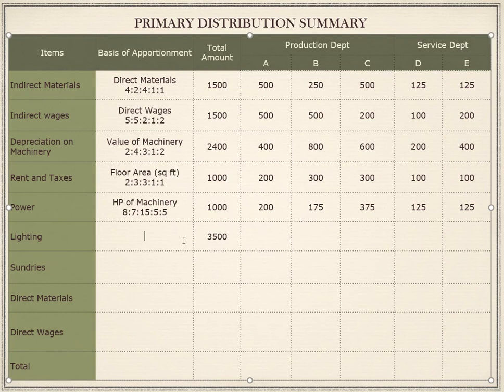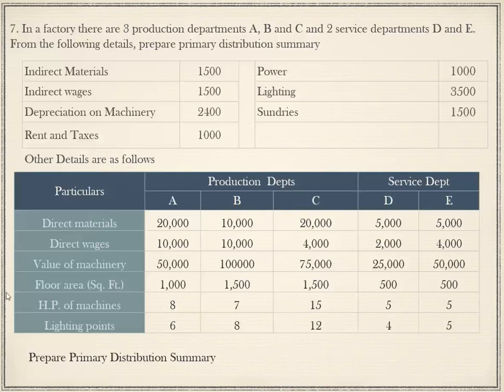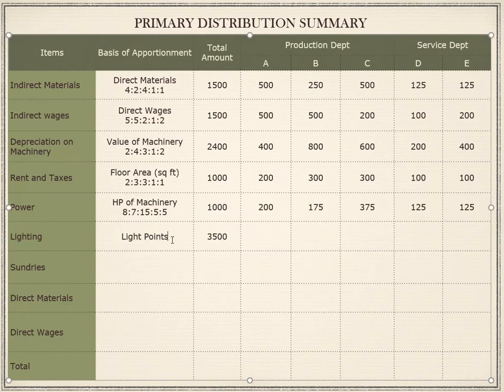The basis for this is actually light points. So let us see the ratio of light points. The ratio of light points is 6 is to 8 is to 12 is to 4 is to 5.